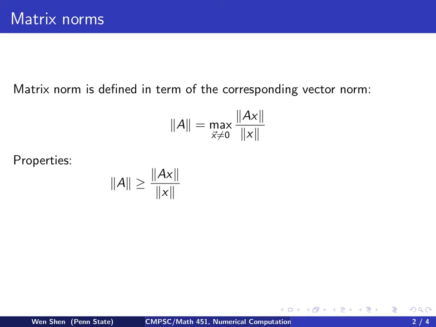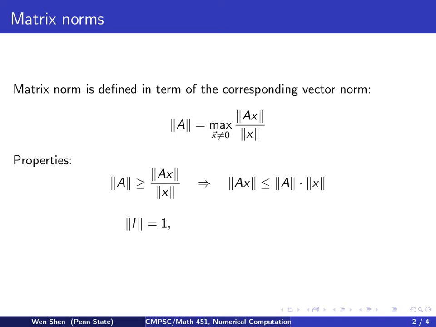Let's look at some properties of the matrix norm of A. First, since the norm of A is the maximum of this expression over all X, then for a certain X, the A norm is bigger than this expression. That's by definition. This means if we multiply both sides by the X norm, keeping the inequality sign, that means the vector norm of A times X, where A is a matrix and X is a vector, is less than or equal to the matrix norm of A times the vector norm of X.